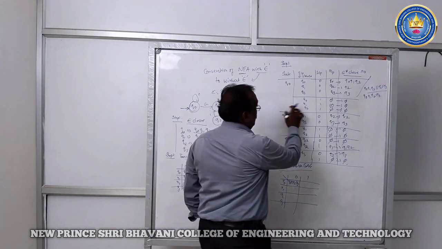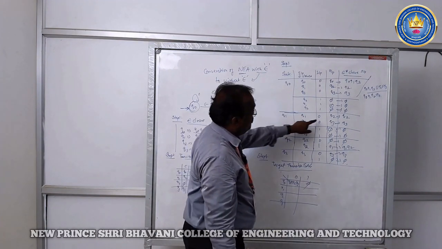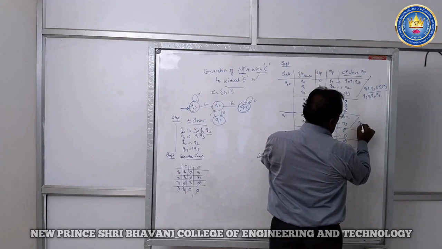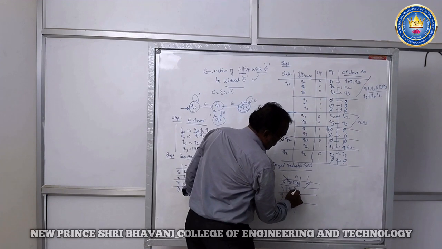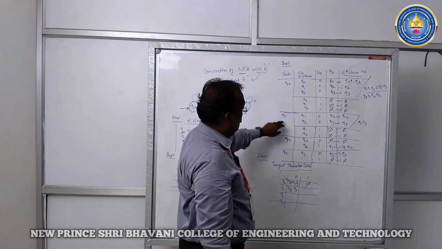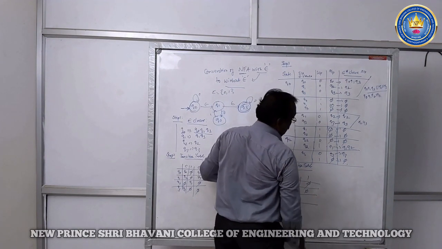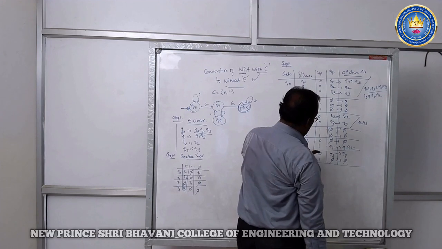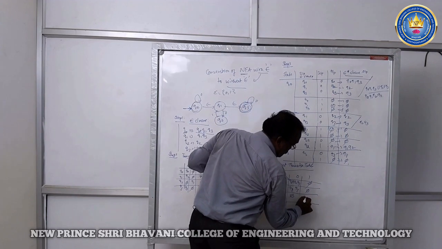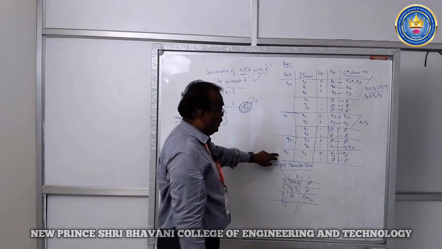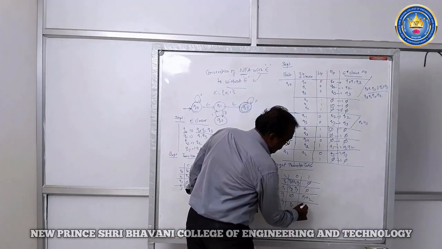And what about Q0 of 1? Q0 of 1 is φ. And Q1 of 0 is union of this Q2 and Q3. So Q2 and Q3. And Q1 of 1 is φ. And Q2 of 0 is φ. And Q2 of 1 is Q1, Q2. And Q3 of 0 is Q3. Q3 of 1 is φ.